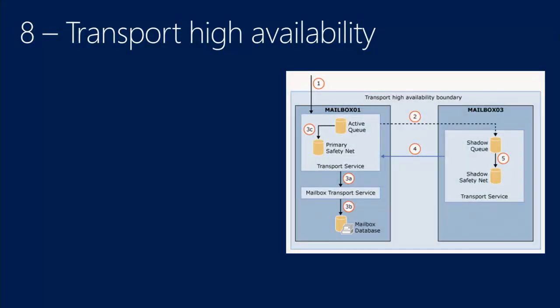So let's look at this in particular. Instead of animating this slide, I decided to take the actual example that we use in TechNet and just walk through it so it would make sense. So we have 2 servers within this DAG. Remember that the DAG is our transport high availability boundary. So step 1 is that MBX01 is going to receive that message from a server outside of the high availability boundary.